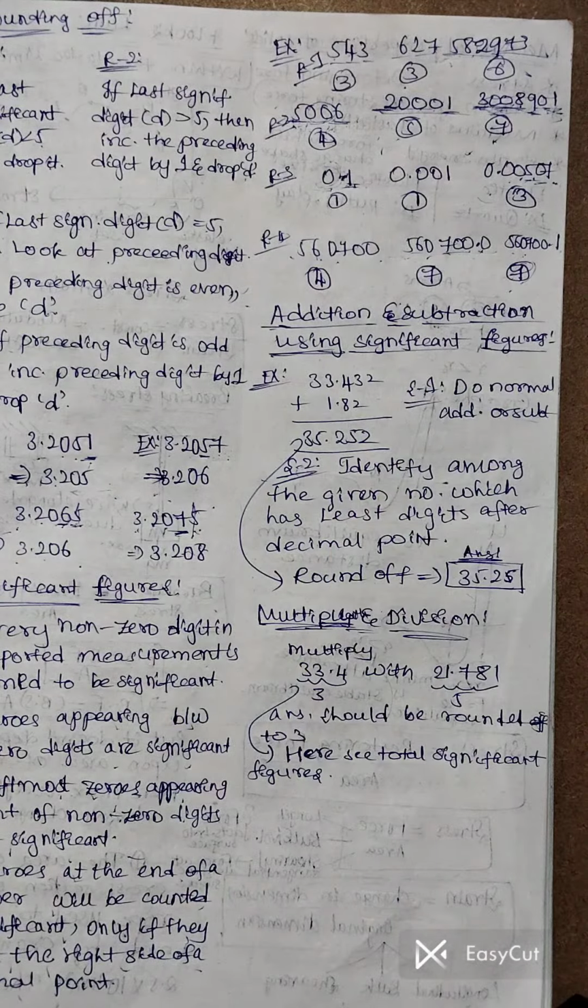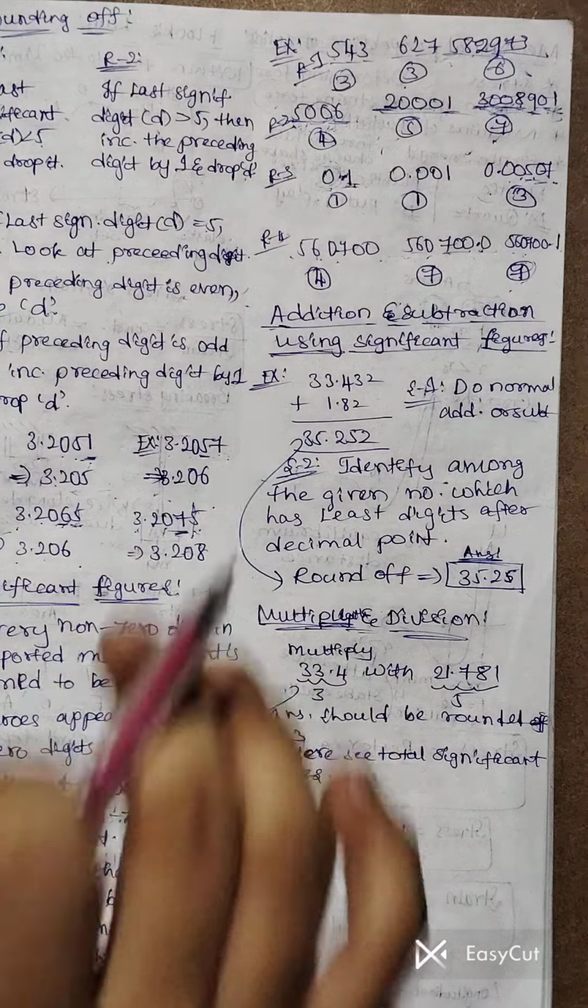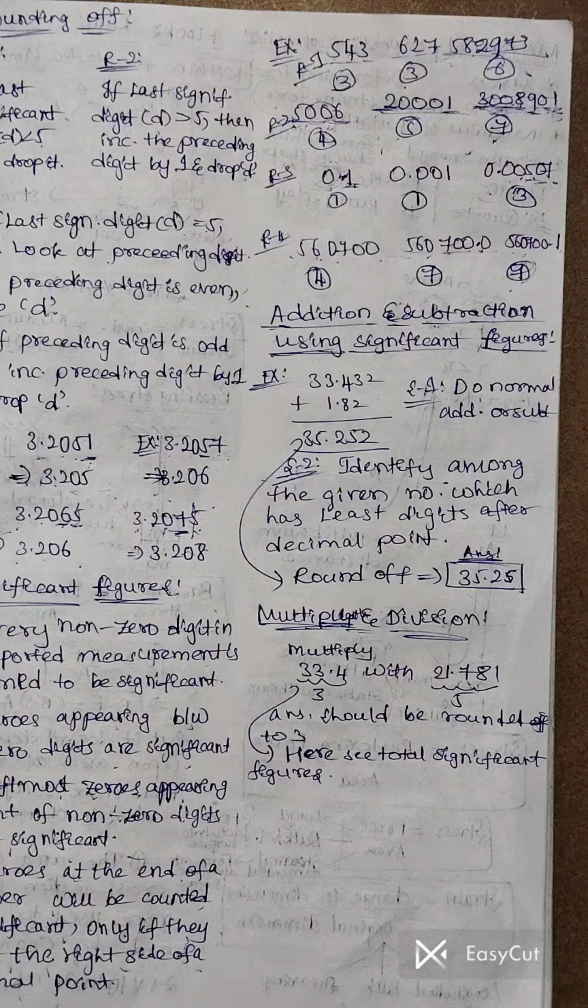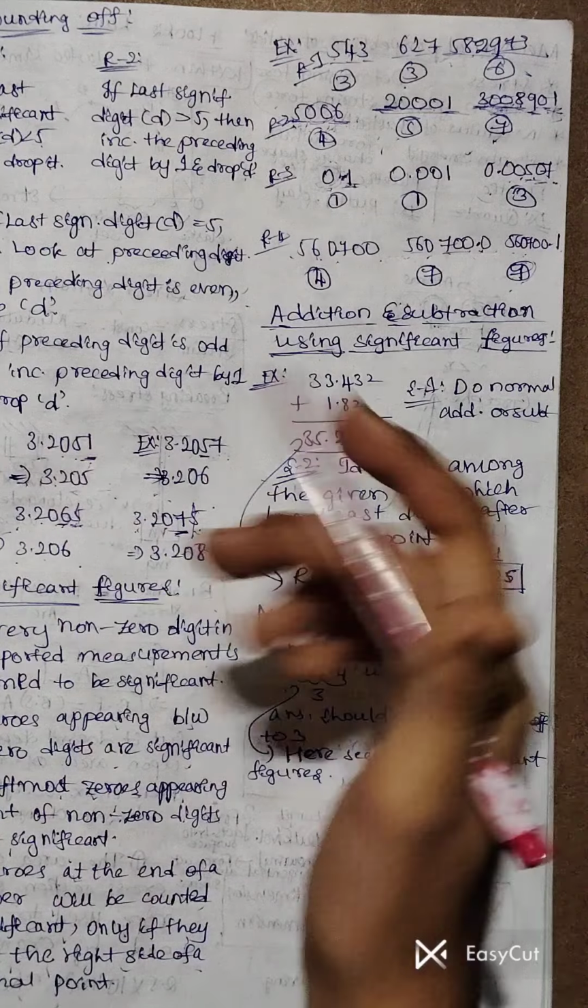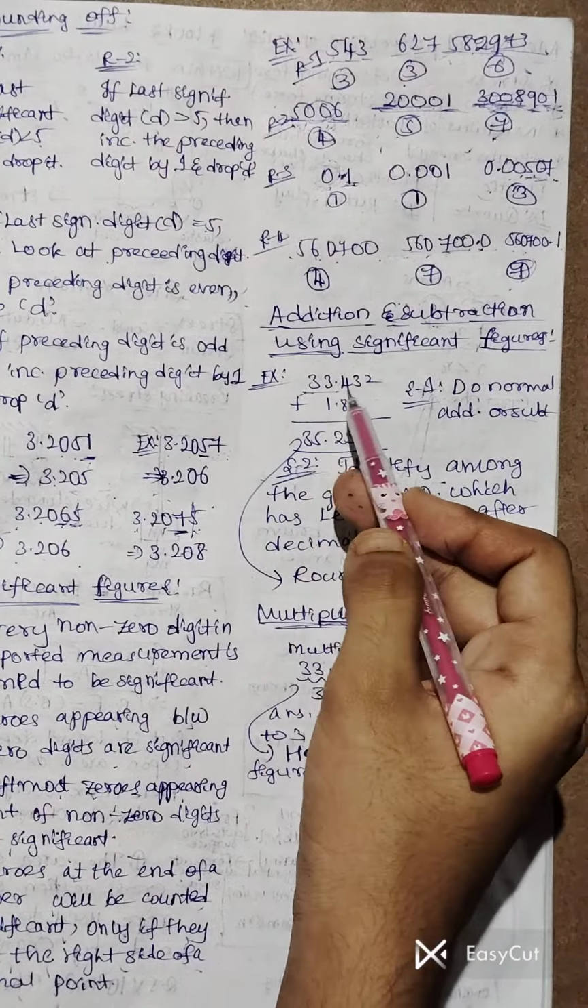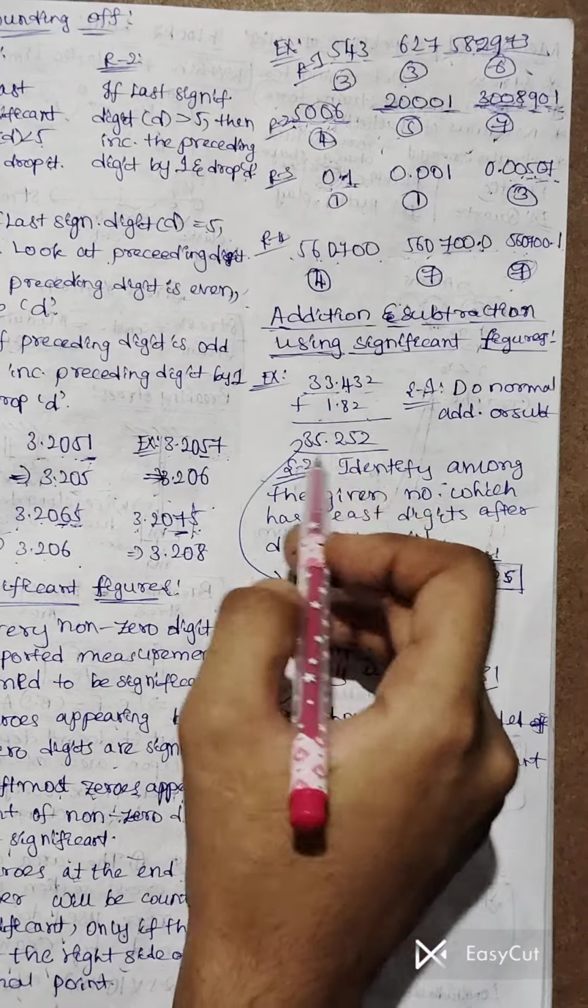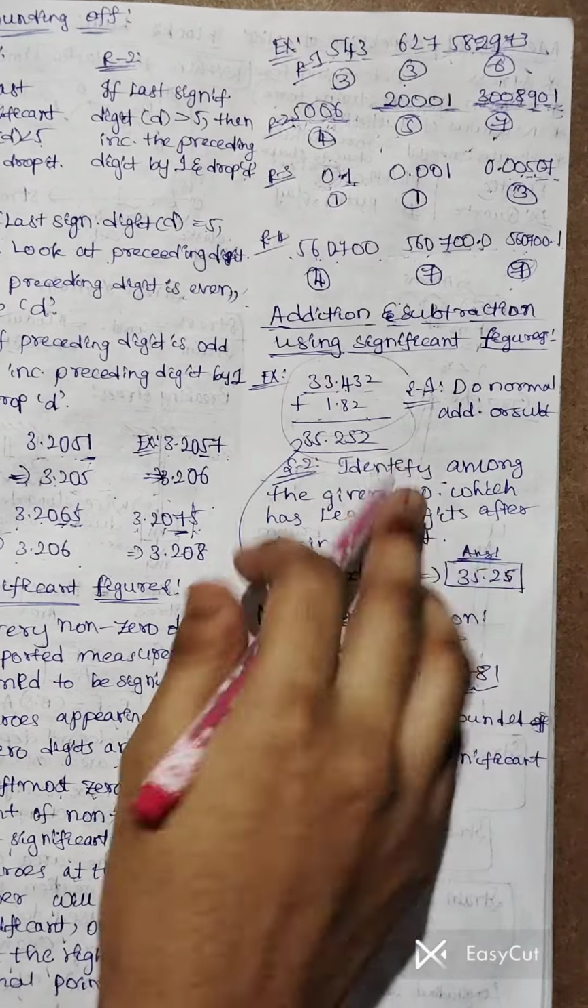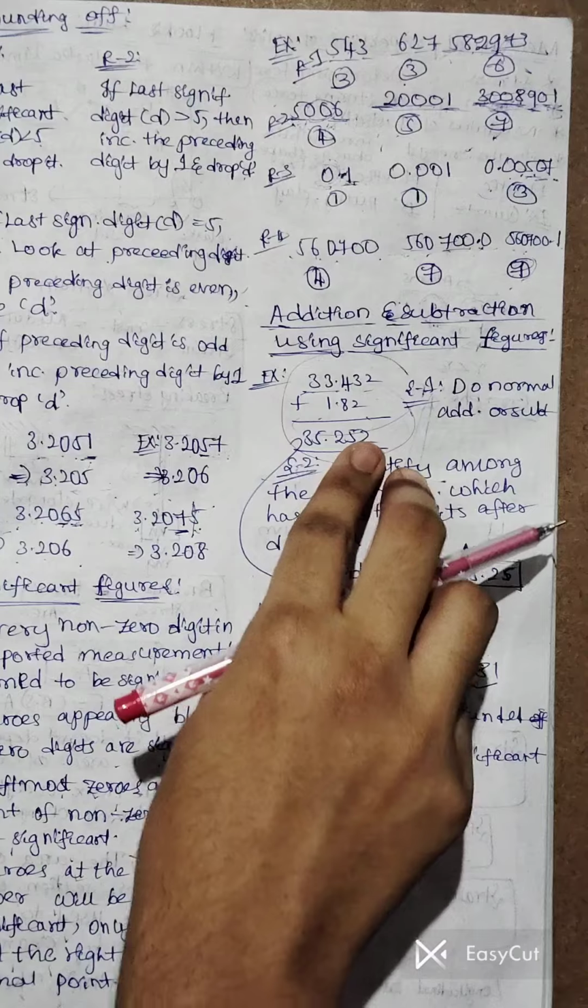And now coming to addition, subtraction, multiplication and division regarding significant figures. Now let us go through the addition and subtraction using significant figures. Here you just remember simply 2 steps. Step 1 is do normal addition or subtraction however you do. For example, if you have 2 numbers, that is 33.432 and 1.82, you just make general addition, so you get 35.252.